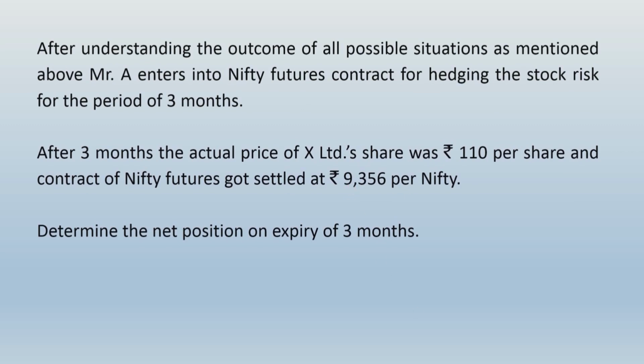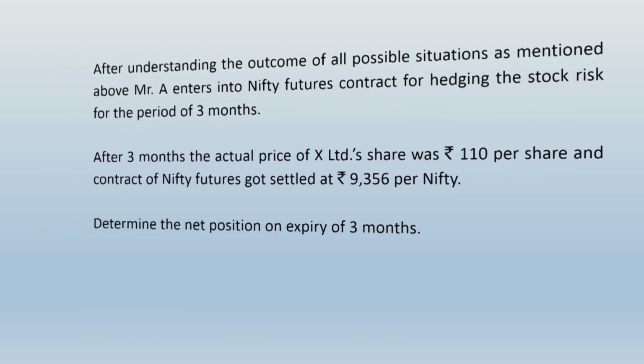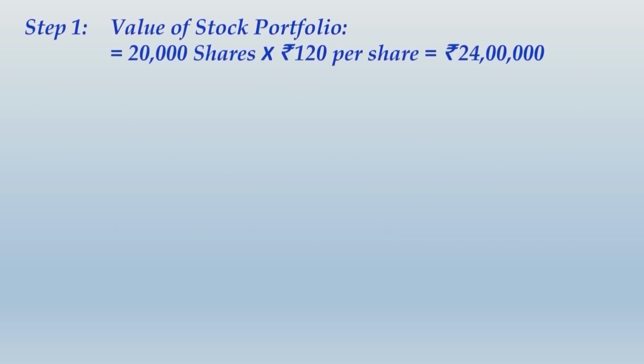The earlier part will be the same, only the later part in this solution is a little different. So how would you present your solution? The same way. First step, value of stock portfolio: 20,000 shares at rupees 120 each, which gives you rupees 24 lakhs as the value of stock portfolio. Step 2 is always to determine beta. The beta is already given in the question as 1.25 times.